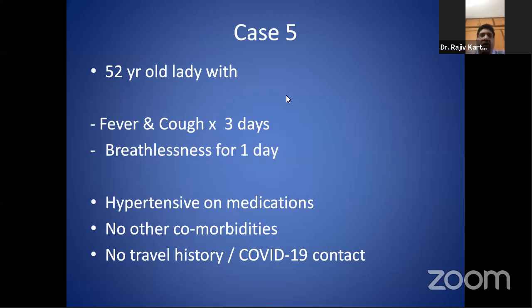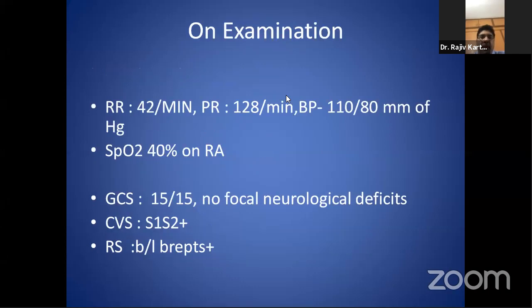So this is a 52-year-old lady with fever and cough for 3 days, breathlessness for a day, hypertensive on medications, no other comorbidities, and no travel history. Next. So she comes in quite sick, with a respiratory rate of 42 per minute, pulse rate of 128, saturation only 40% on room air. She gets intubated immediately in the emergency room.